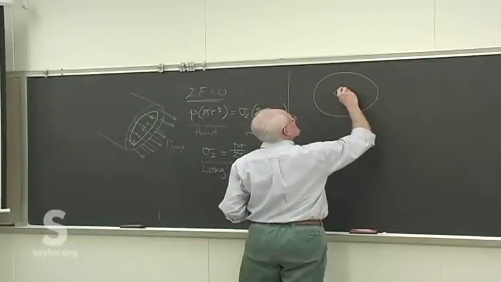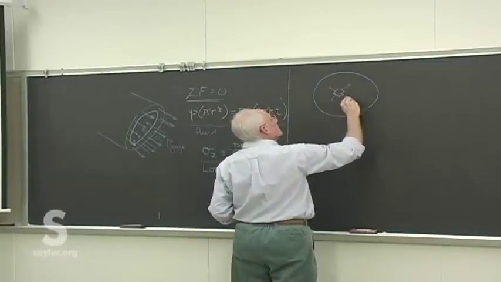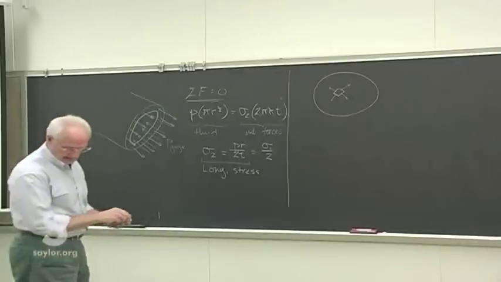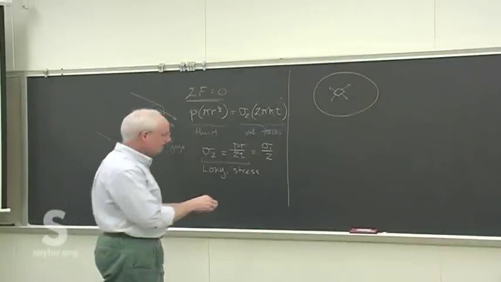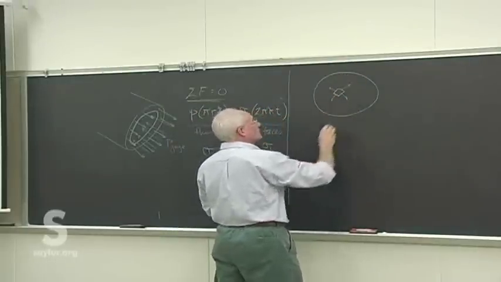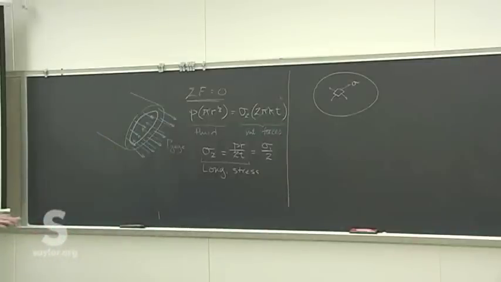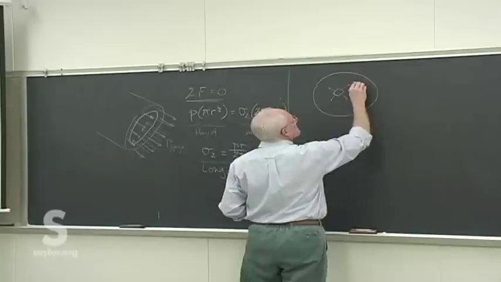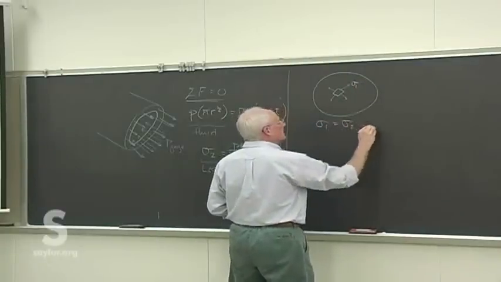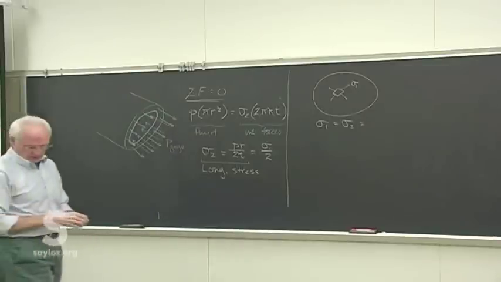In this case, since it's spherical, there is no preferred direction. It's going to be symmetric in all directions, so we only need to figure out a single stress. There is no hoop direction, there is no longitudinal direction, so there's only this one single stress we need to figure out. We'll call it sigma 1, since that is the worst case over in the cylindrical tank, so we make sure that we're looking at the right one.